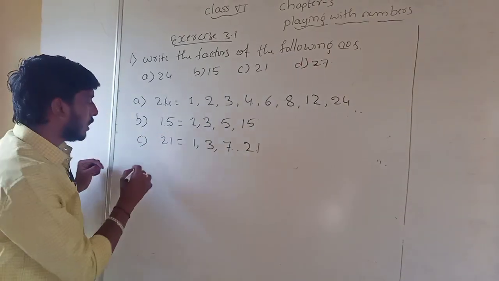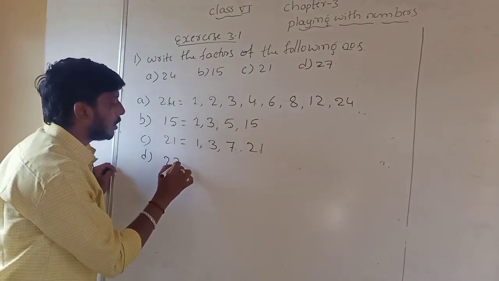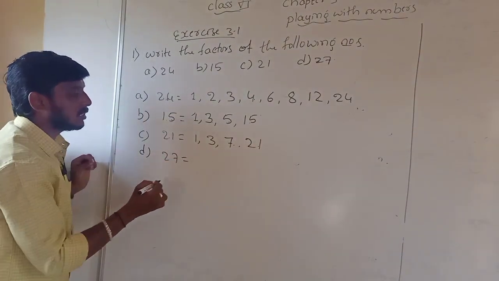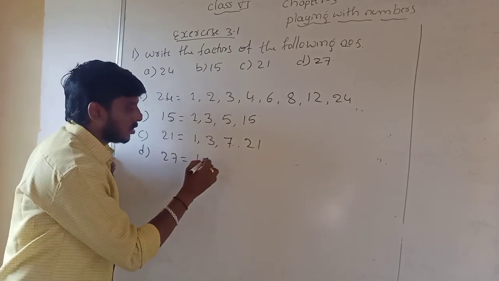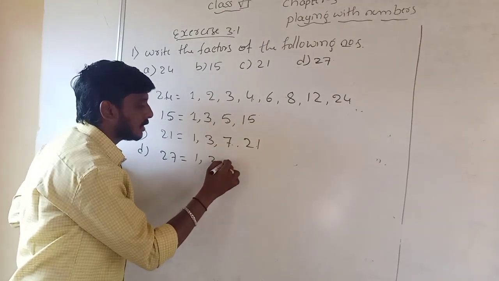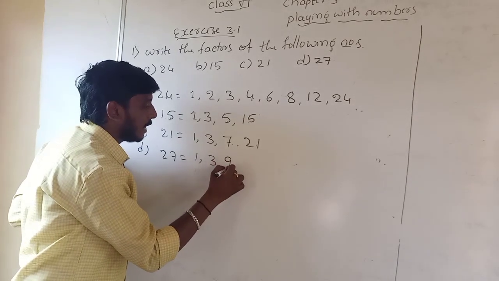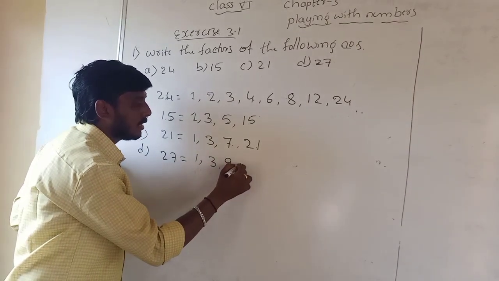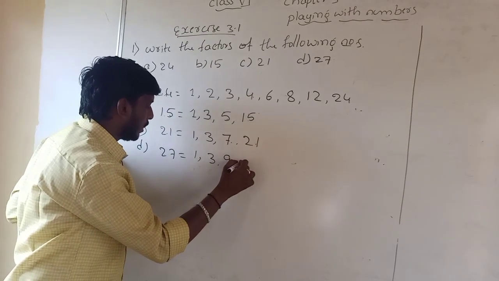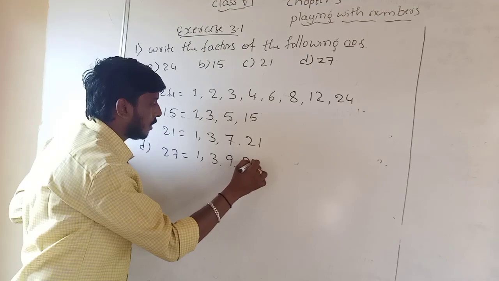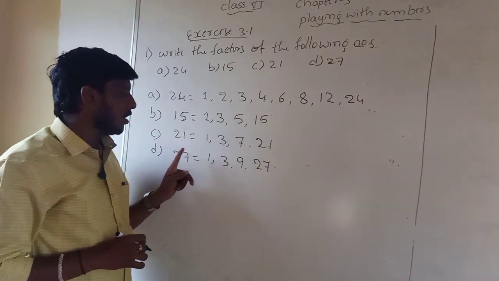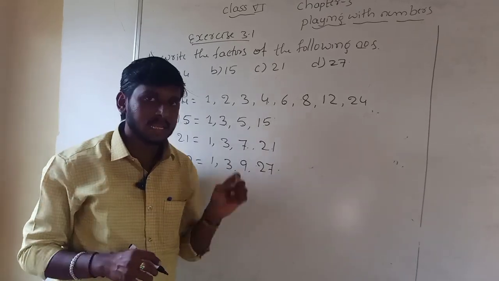Okay. So one more is there, D. I will solve up to D. The rest of the questions solve yourself. Okay. So what are the factors of 27? First one, 27 is divisible by 3. 3 nines are 27. Next, 6 will not come. 7 will not come. 9 threes are 27. Next, 10, 11, 12, 13, 14, 15, 16, 17, 18. So no number is possible. So what are the factors of 27? 1, 3, 9, 27.